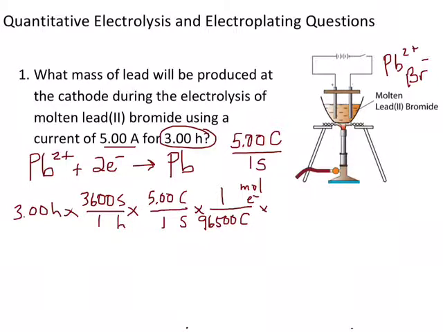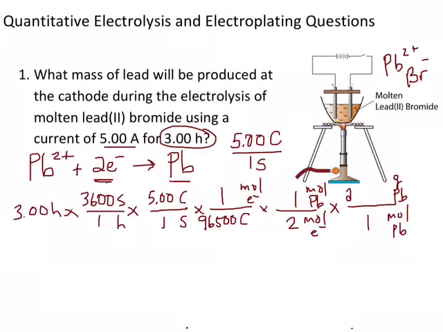So now I'm going to look at the half reaction, and in the half reaction 2 moles of electrons will make 1 mole of lead. So we can switch moles of electrons into moles of lead. 1 mole of lead for 2 moles of electrons. And finally, we wanted the mass of lead, so we can get rid of the moles of lead and switch to grams of lead. 1 mole of lead, the molar mass from a periodic table, 207.2 grams. So there's the setup using a string of unit multipliers.